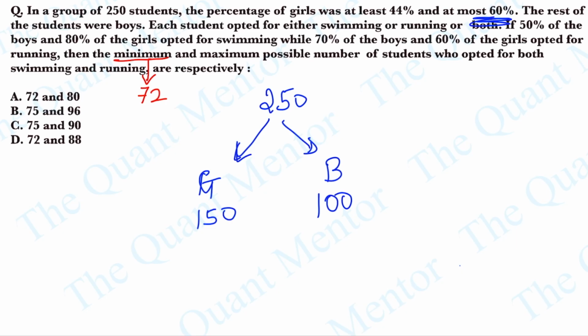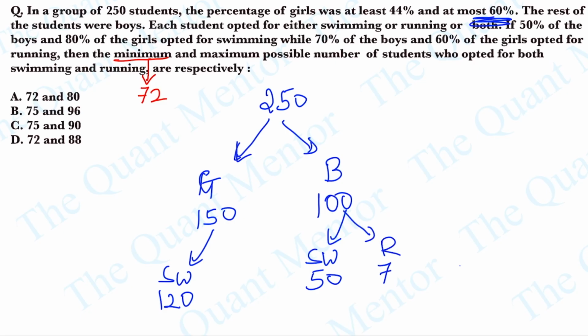50% of boys do swimming. So 50% of 100 would be 50. 50 boys do swimming. And 80% of girls do swimming. So 80% of 150 will be 120. And 70% of the boys do running. 70% of 100 is 70. And 60% of the girls opted for running. 60% of 150 is basically 90. And 90 girls do running.